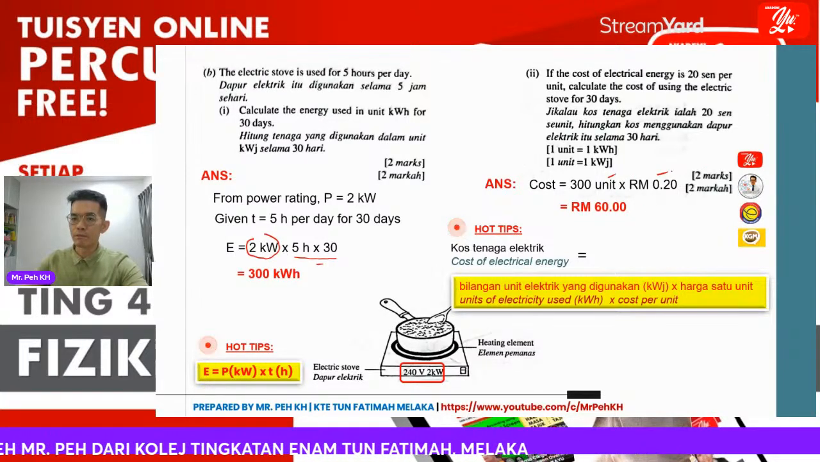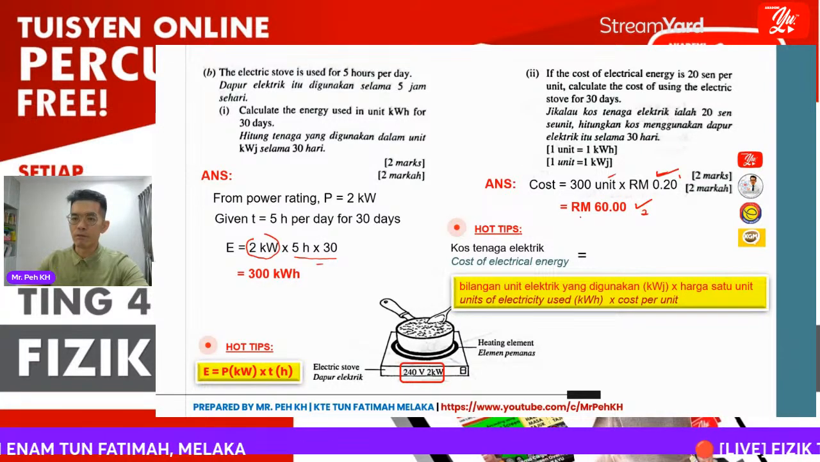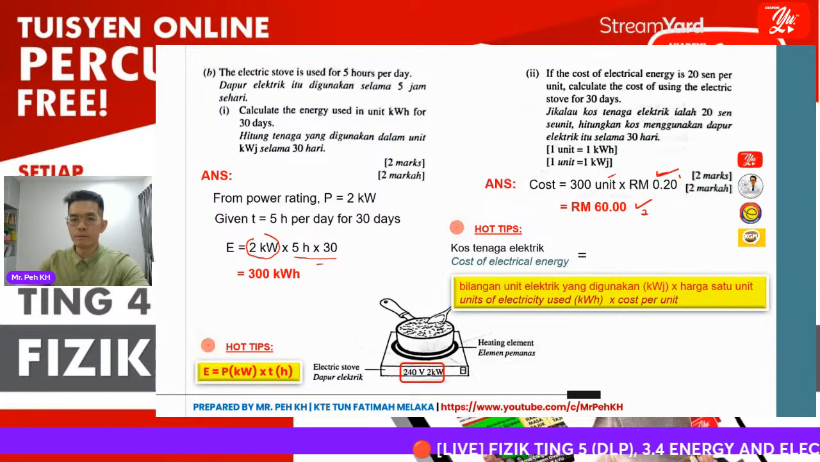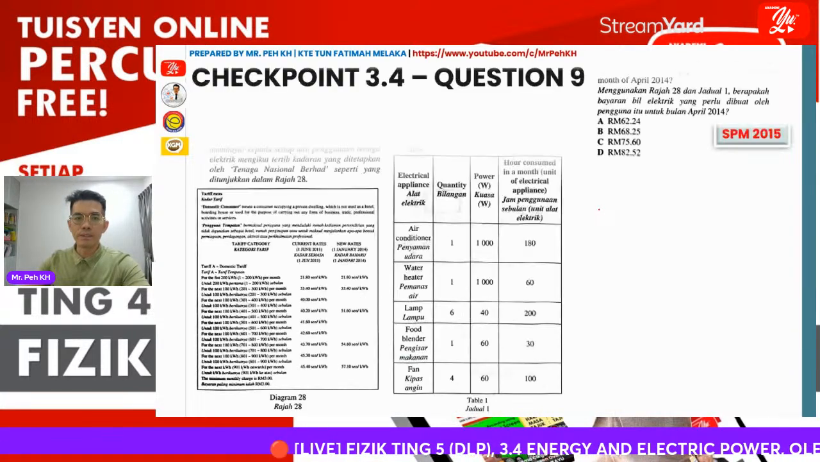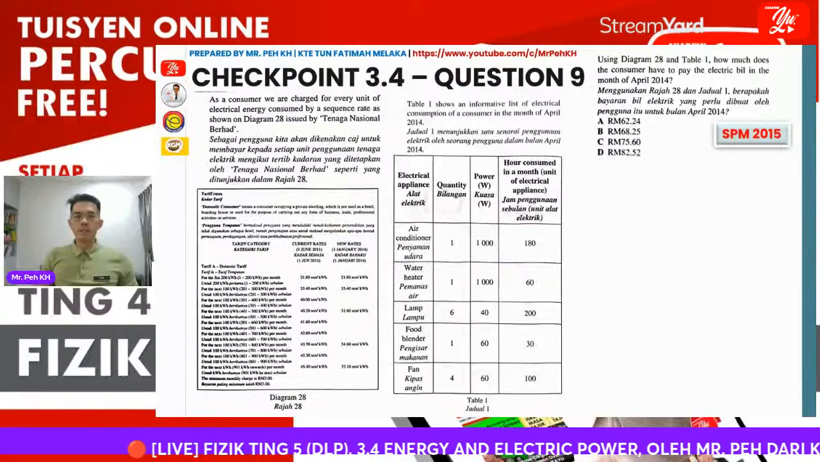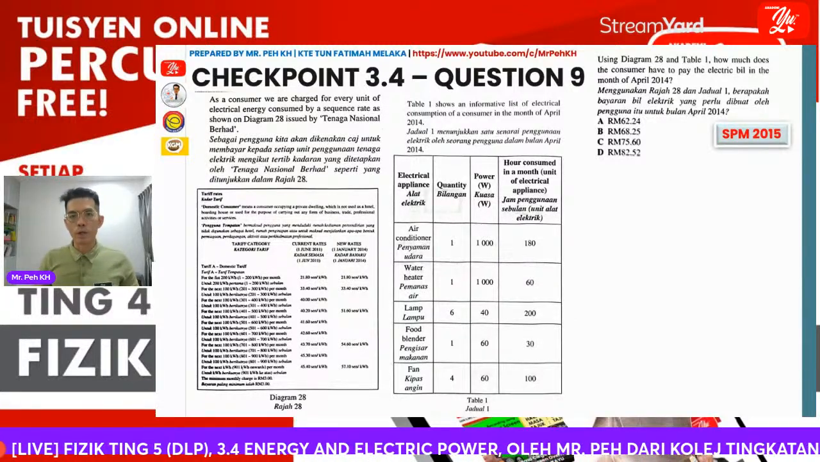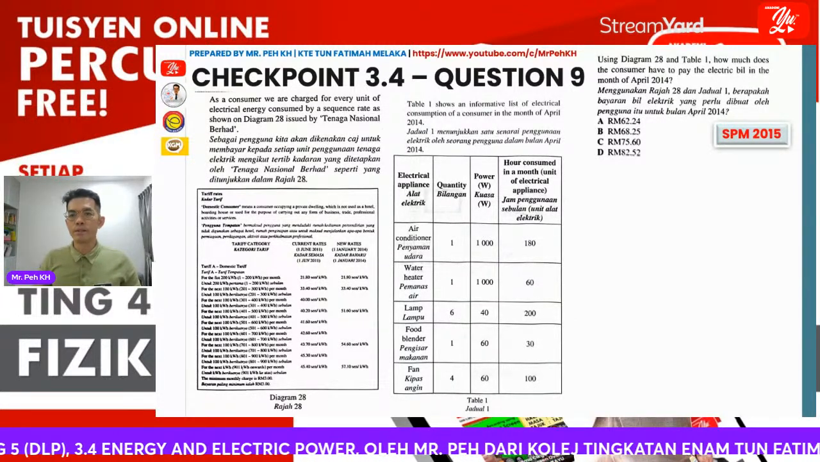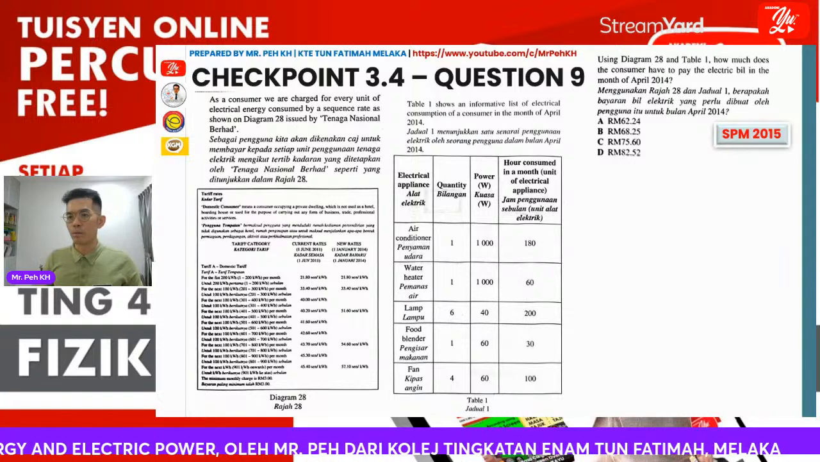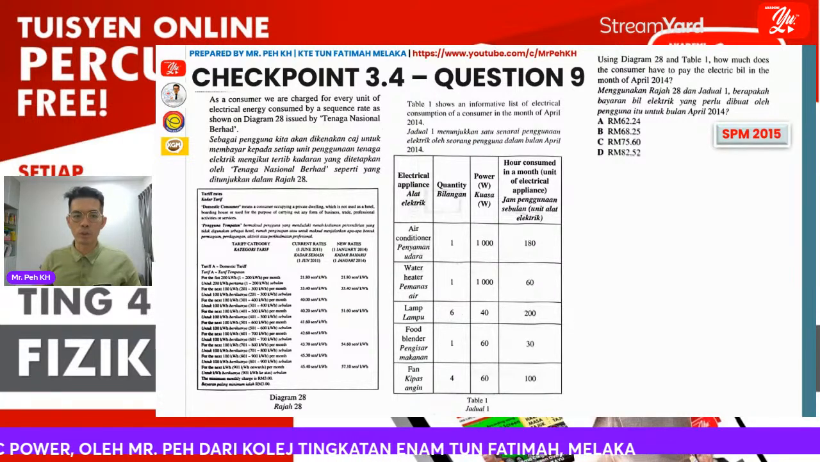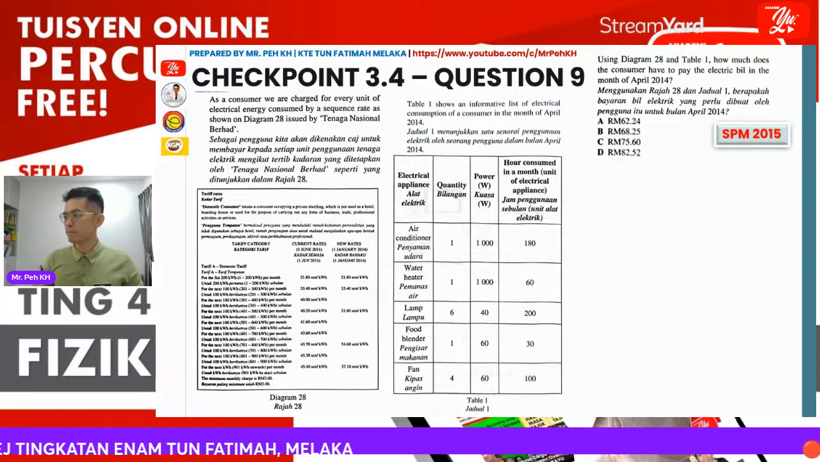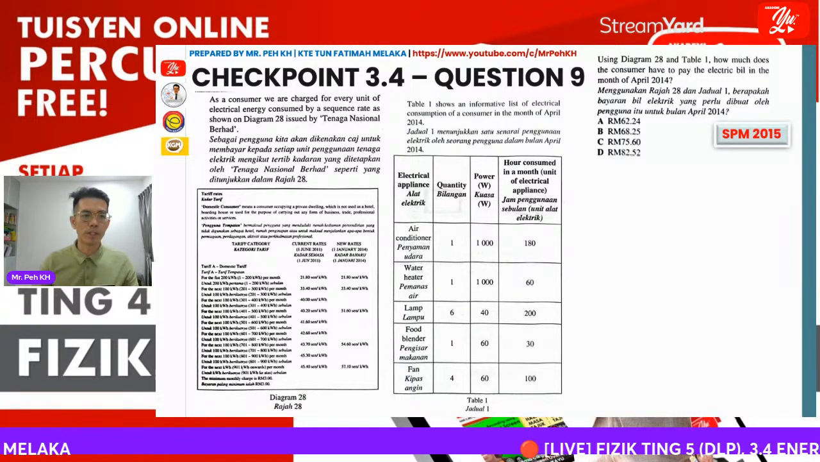Okay, so 2 marks. The first mark will be given for substitution. Second mark for the answer with correct unit. Should be not very hard. Here will be the more complicated question, an example question from 2015. This question wants you to calculate the total bill you have to pay. So let us go through the question together.